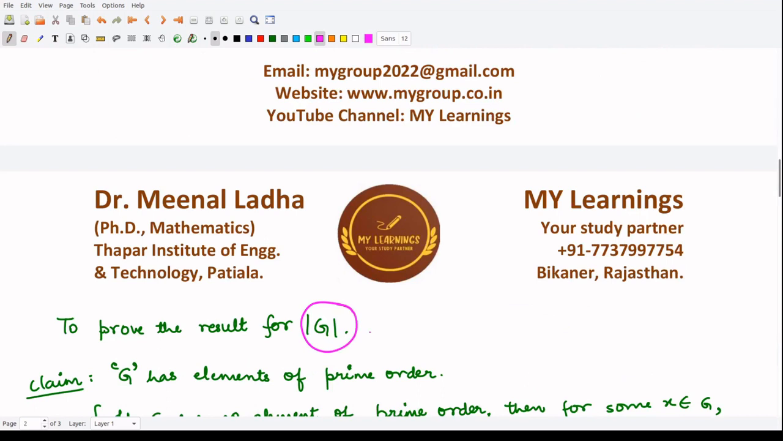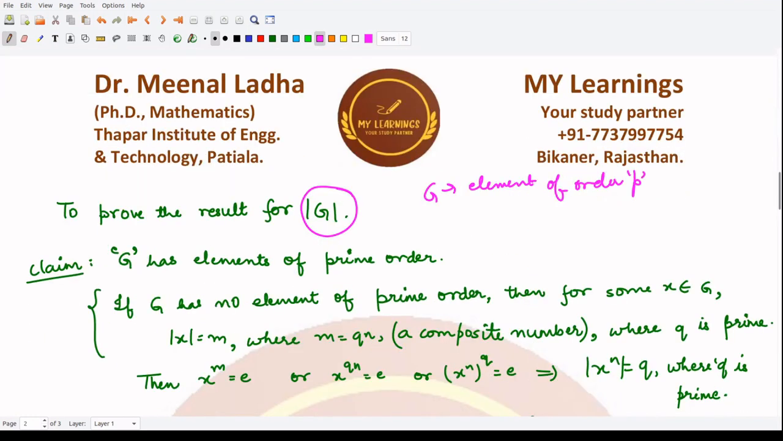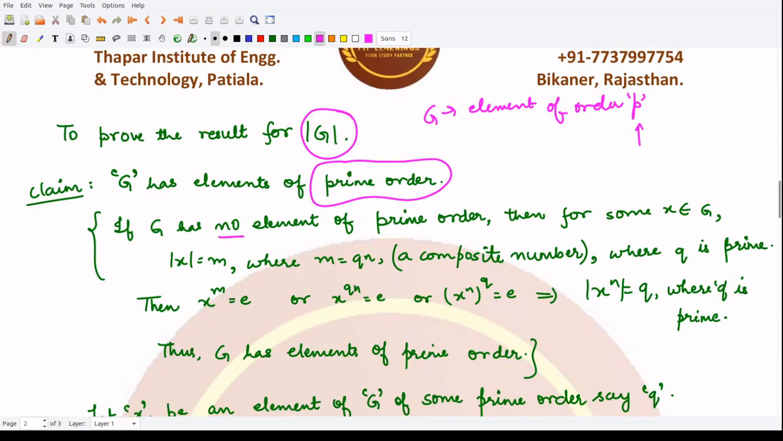So here we wanted to prove that G has an element of order P. This is what we wanted to prove. First of all we show that, instead of P, G has elements of prime orders. It could be any prime number. So for proving this thing, let us suppose it has no element of prime order.